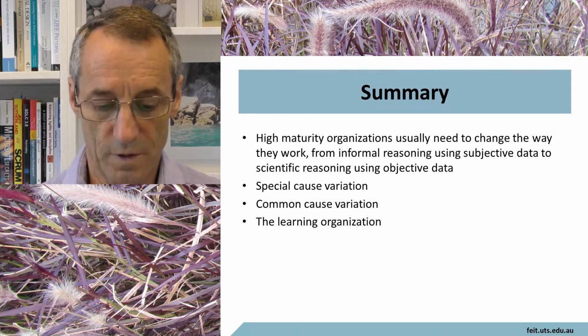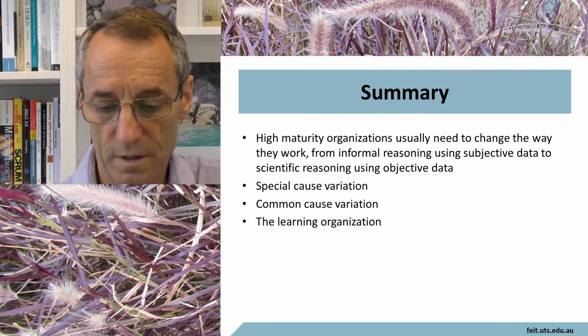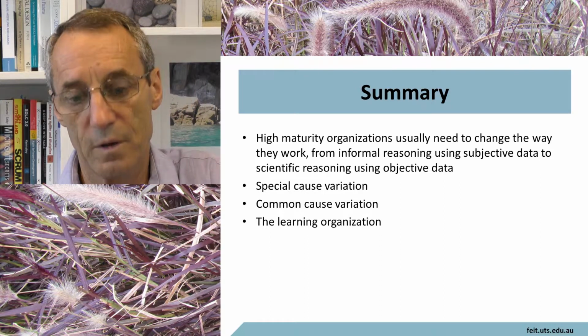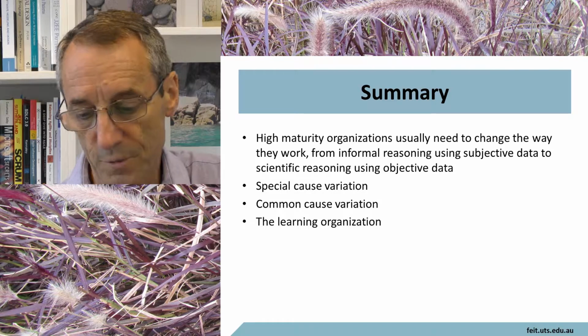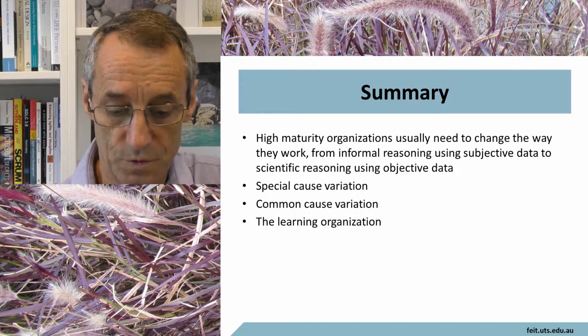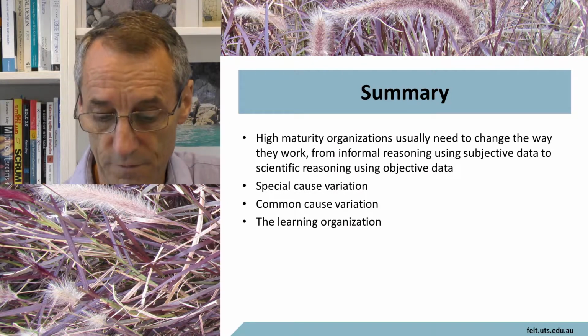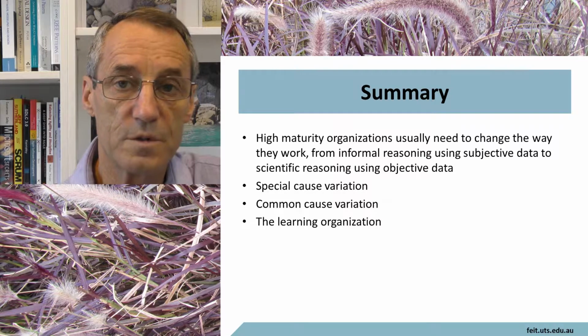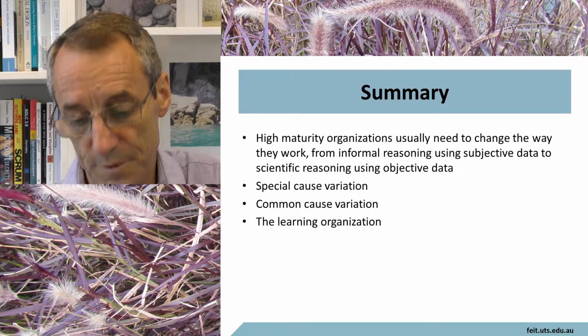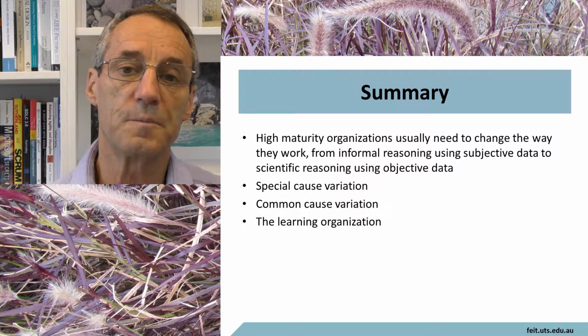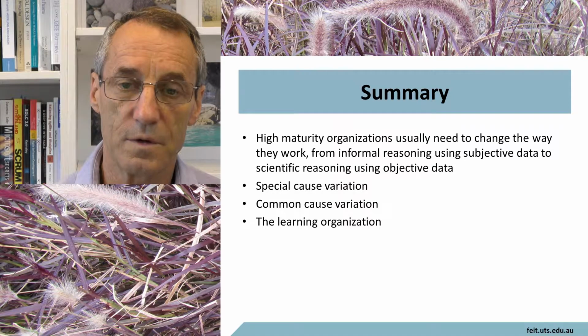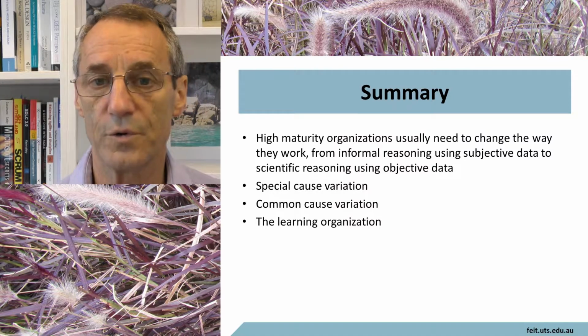So the summary for high maturity organizations is that they usually need to change the way they work from informal reasoning using subjective data to scientific reasoning using objective data. They look through special cause variation, then common cause variation, and then if they get that far, they start becoming a learning organization.